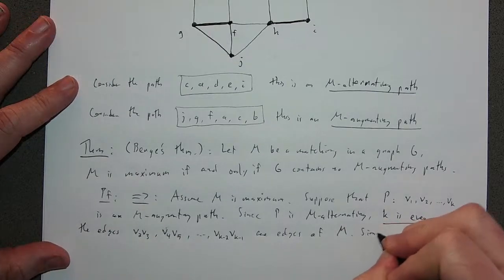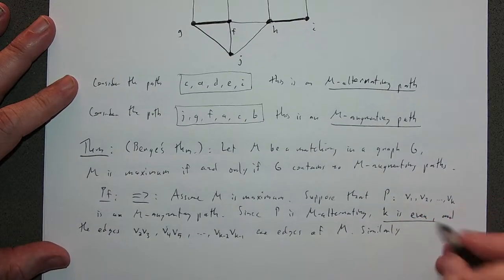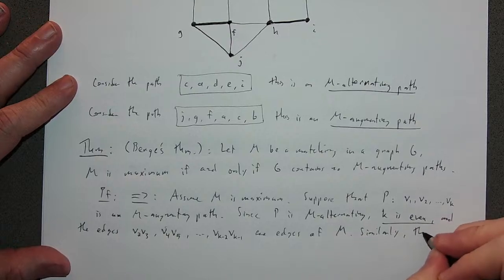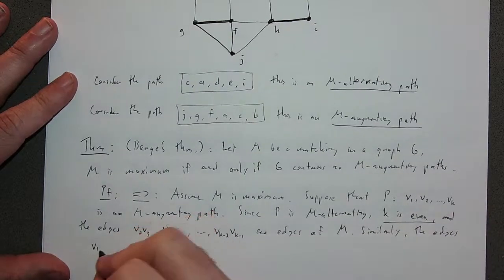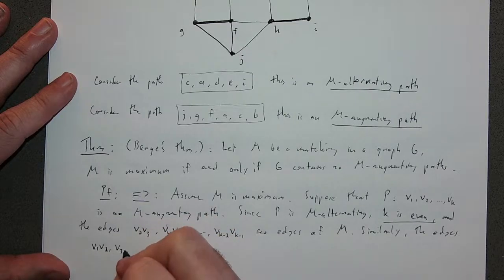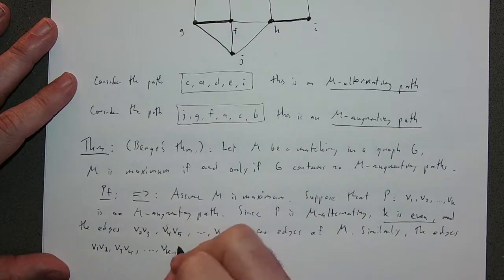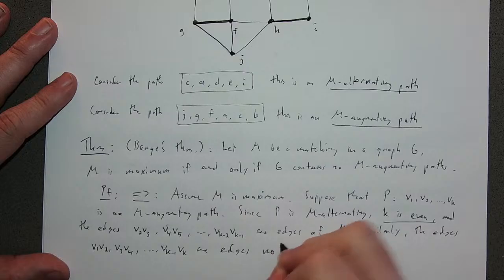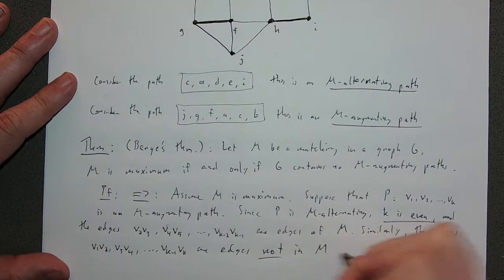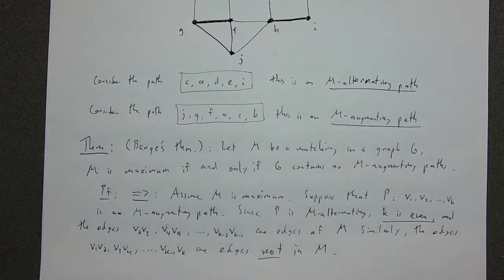Similarly, for literally the exact same reason, the edges V1, V2, V3, V4, and so on, all the way to V sub k minus 1, Vk, are edges not in M. This is just the definition of being an M augmenting path. Okay.